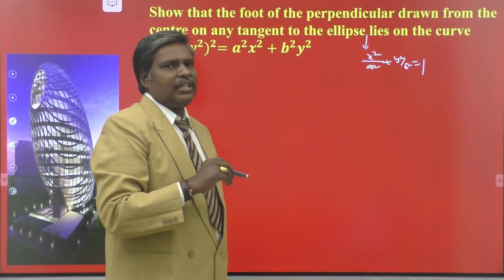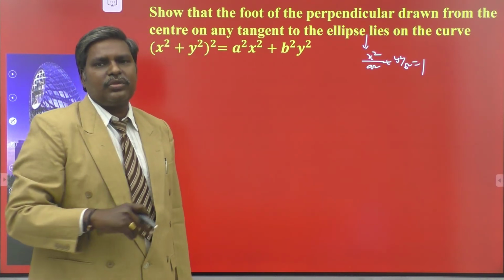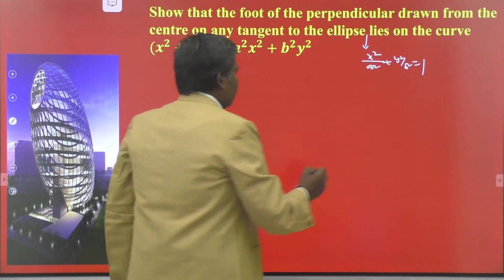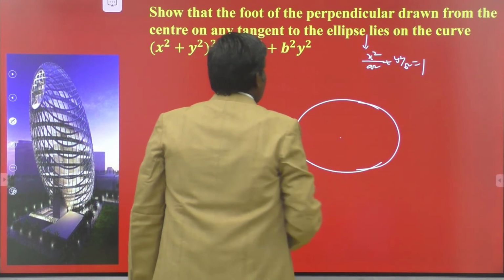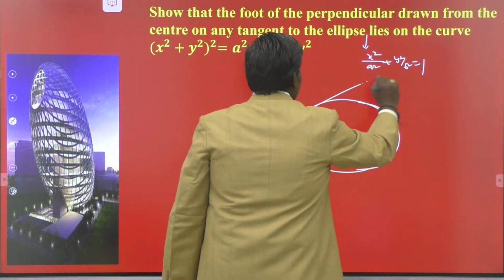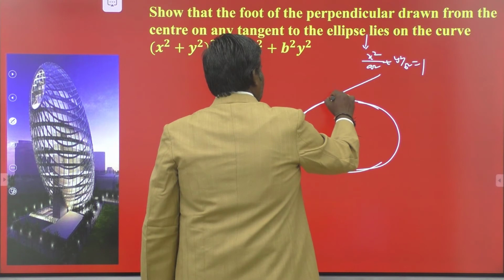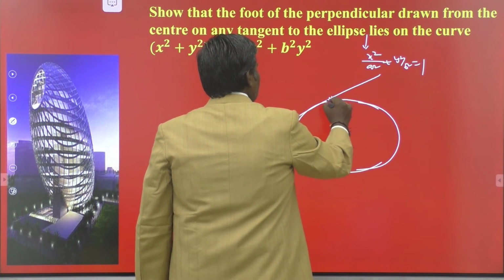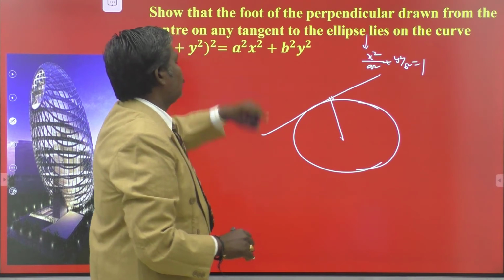So we have to draw the perpendicular from where to where? Center to the tangent. This is your ellipse. This is the center. It is any tangent to the ellipse. We have to draw the perpendicular from center to that one. You get the foot. You have to show that that foot lies on this curve.